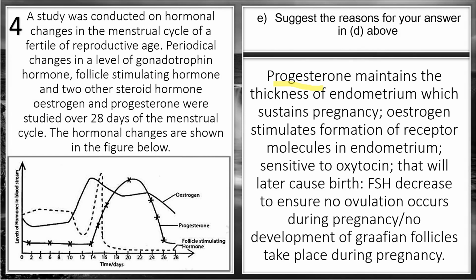Progesterone maintains the thickness of the endometrium, which sustains pregnancy, whereas estrogen stimulates the formation of receptor molecules in the endometrium sensitive to oxytocin. It will later cause birth. Follicle-stimulating hormone decreases to ensure no ovulation occurs during pregnancy and no development of the Graafian follicle takes place during pregnancy.